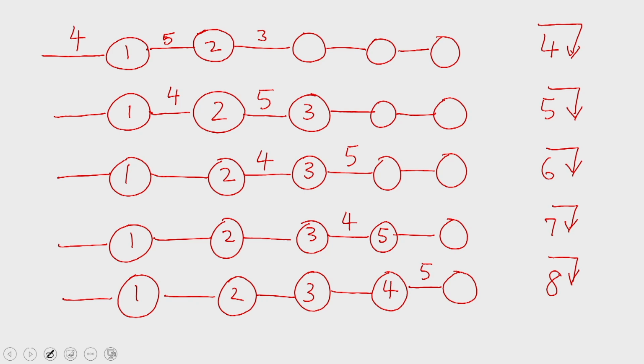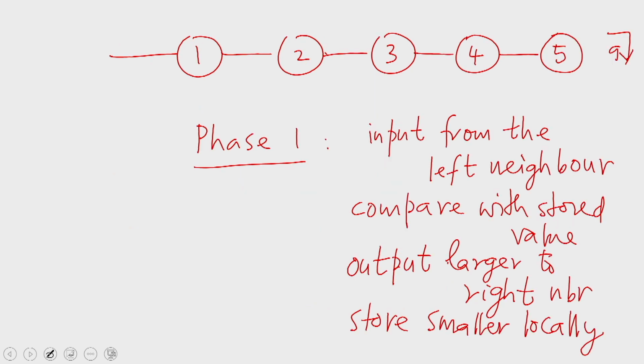Now look at processor 4 in step 7. The incoming value is 4, the stored value is 5. When you compare these two values, you find that the incoming value is the smaller one. Therefore, the incoming value has to be stored in the local memory. So 4 is stored in the local memory. The larger of the two, namely 5, will be sent on as a message to the final processor. So this is the algorithm we have been using in the first phase.